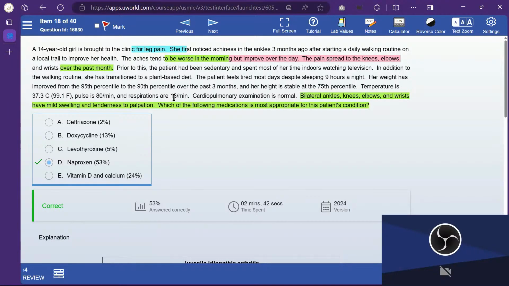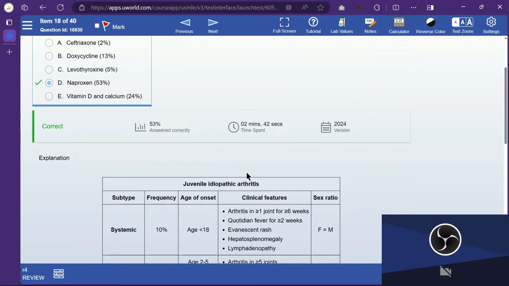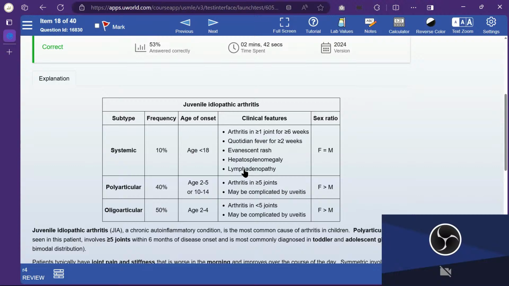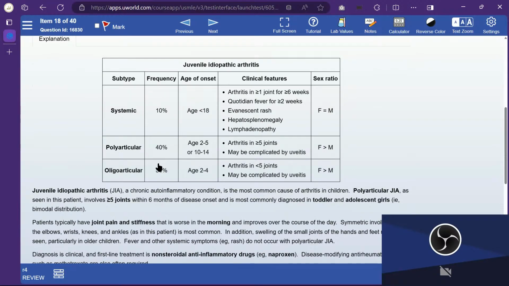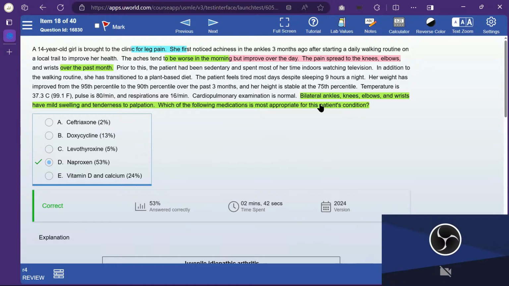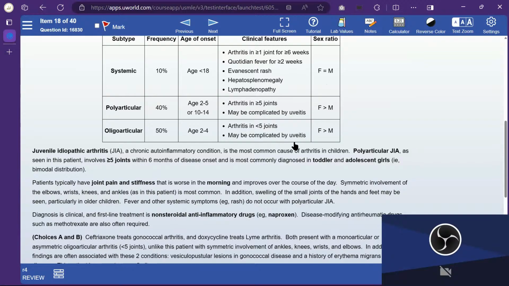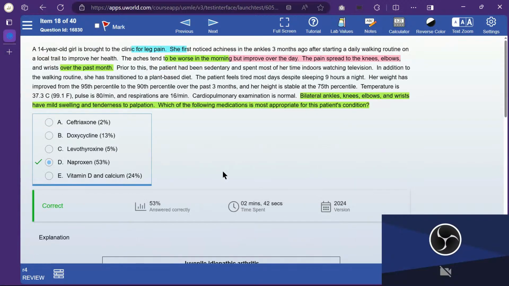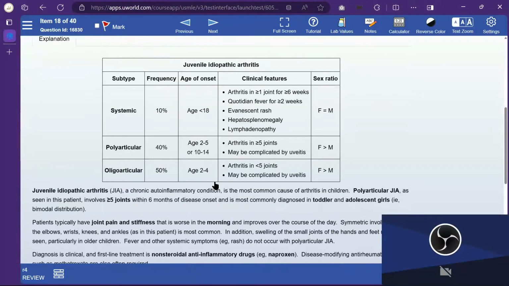Which of the following medications is the most appropriate for this condition? Naproxen, some sort of painkiller. This is JIA, bilateral ankle, knee, and more joints. Polyarticular is more than 5 joints, very complicated with uveitis. Oligoarticular is less than 5 joints, may be complicated with uveitis.